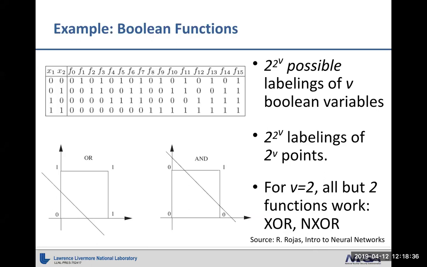So here are the two Boolean variables, right? Four states. And then, of course, of those four states, you can choose any other column to be the result of your function of the Boolean variables. And that means you get 2 to the power of 4 possible labelings. Now this is a labeling, right? Because it's arbitrary. Of the Boolean variables, or of 2 to the power of v points. So the points: 1 point, 2 points, 3 points, 4 points.